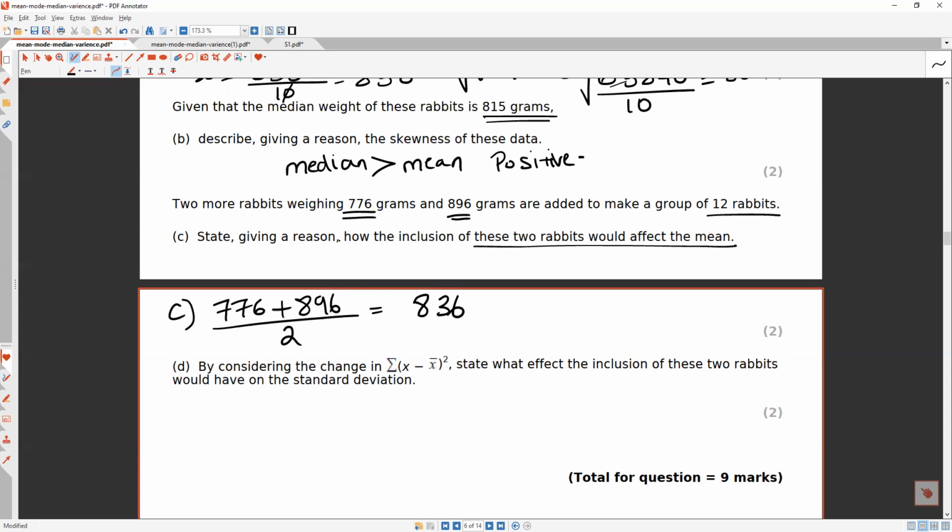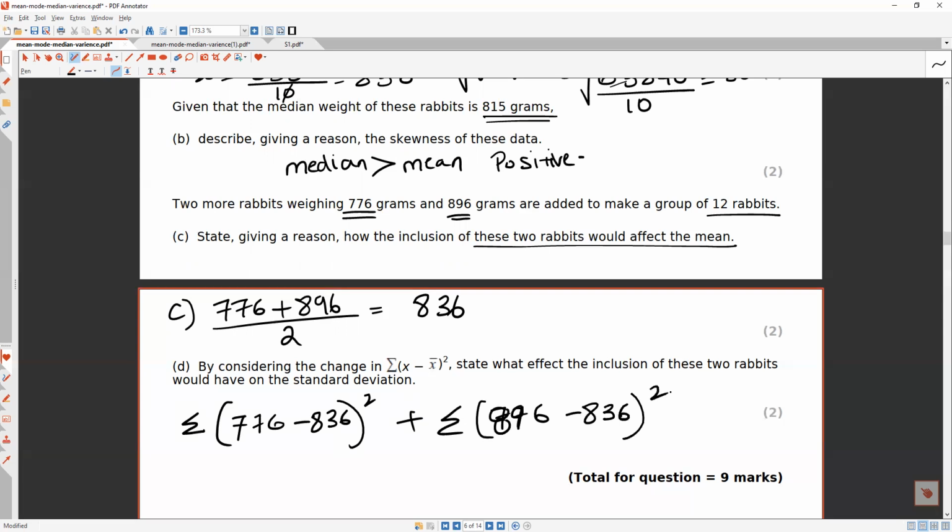Considering sigma of x minus x bar whole square, state the effect the inclusion of these two rabbits would have on the standard deviation. Okay, so what effect are they having? Let's see. X minus x bar. Okay, fine. So let's find sigma of both of them. What will it be? One is 776 minus 836 whole square, and another one is, sorry, my bad, what? 896. 896 minus 836 whole square.